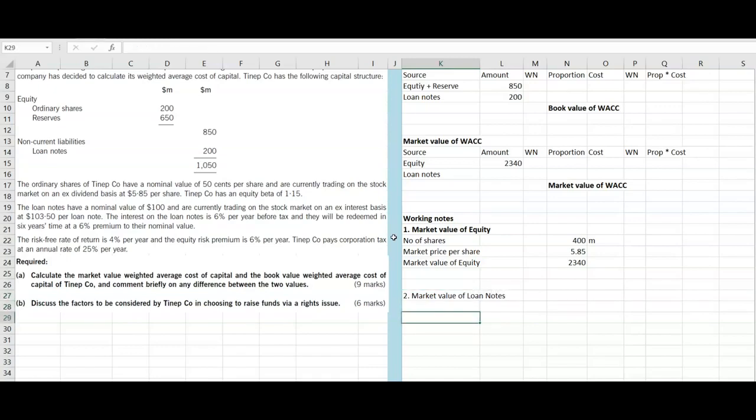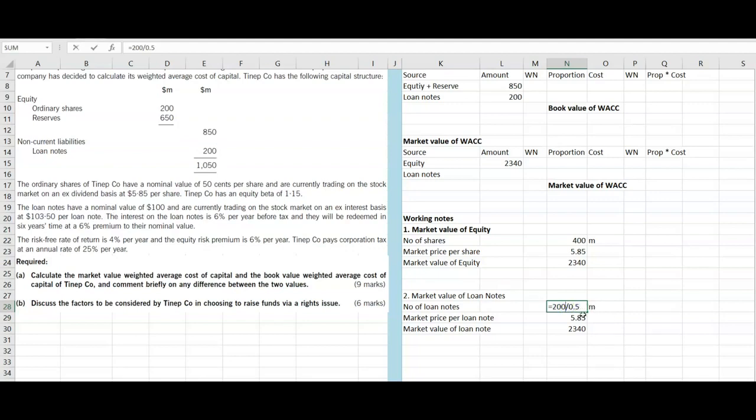So the market value of loan notes is very similar to what we did in the market value of equity. So we can start. Number of loan notes. First we'll calculate that. Then we'll calculate market value per loan note. So we'll arrive at the market value of loan note. Okay, so we'll just start. So if you see, there are 200 million of loan notes, and each loan note is worth 100.